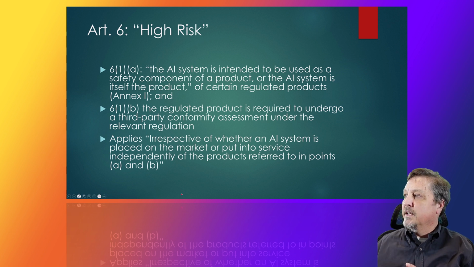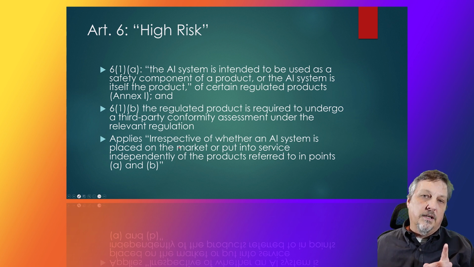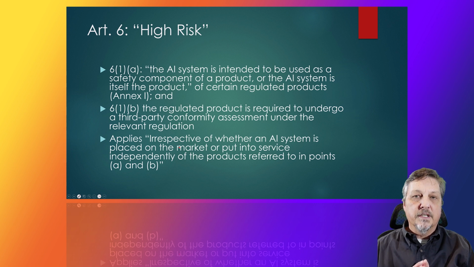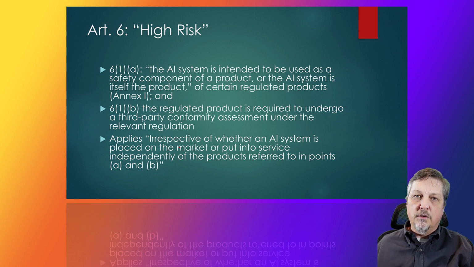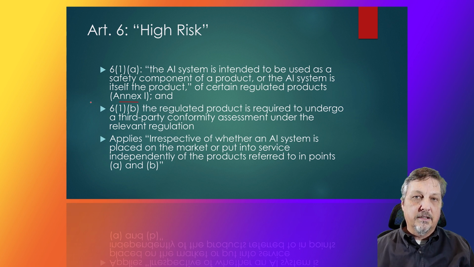So the first is certain kinds of products or services that are regulated under different health and safety regulations within the EU. Those various health and safety regulations are listed in an annex to the EU AI Act, which is Annex 1 to the Act.